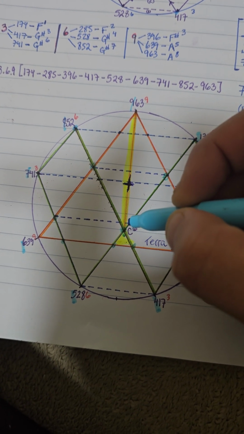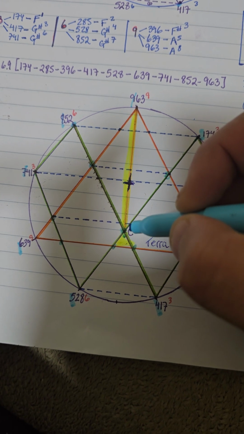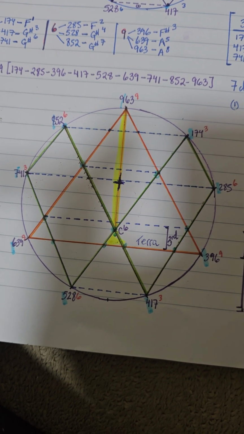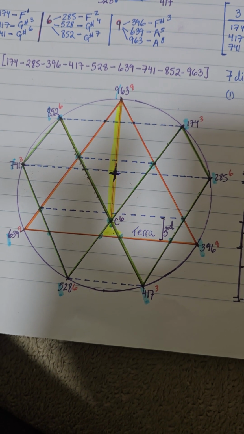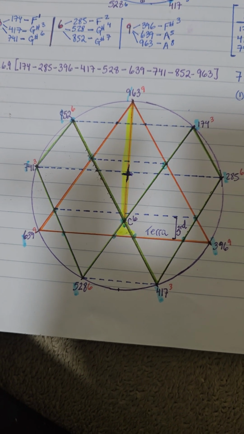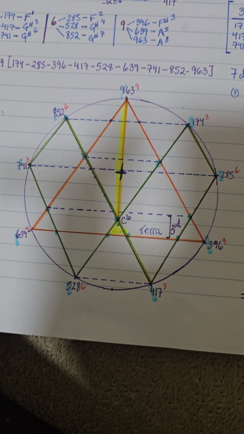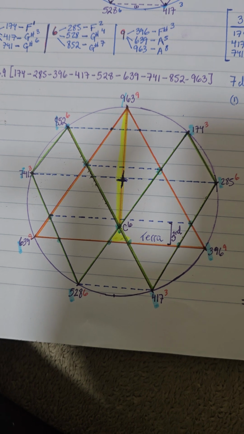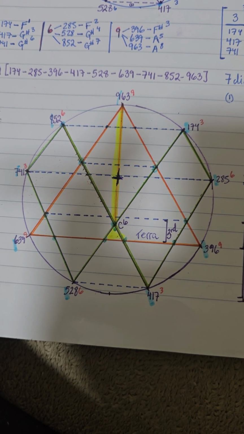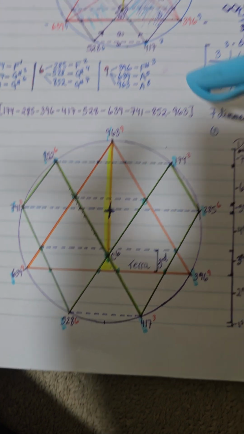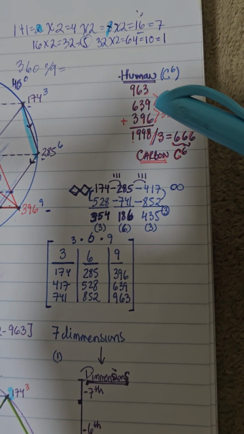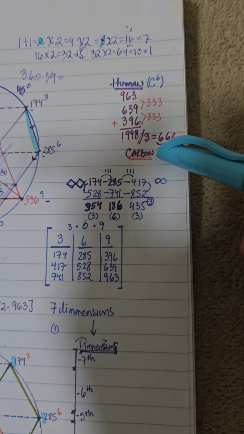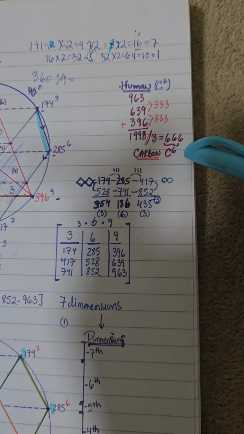And this point right here, it could be 432, the frequency that all instruments calibrate themselves to. And in the middle, I find out that you add the 963, 639, 396, comes up to 1998. Divide that by 3, you get 666.